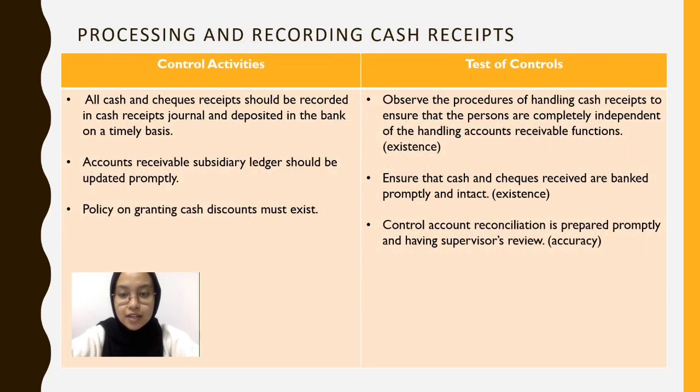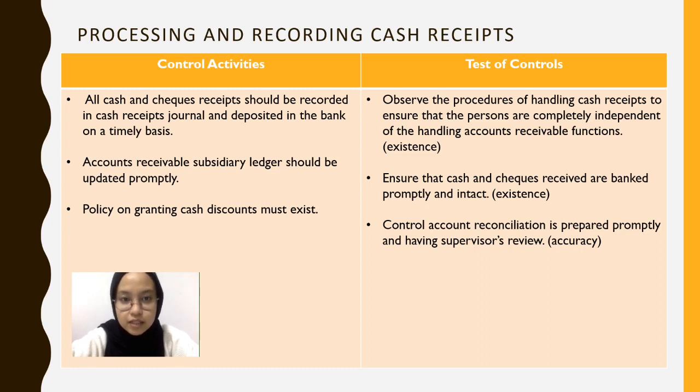Okay, so the next one is processing and recording cash received. The control activities are all cash and check received should be recorded in the cash receipt journal and deposited in the bank on a timely basis. Accounts receivable subsidiary ledger should be updated promptly, and a policy of granting cash discounts must exist.